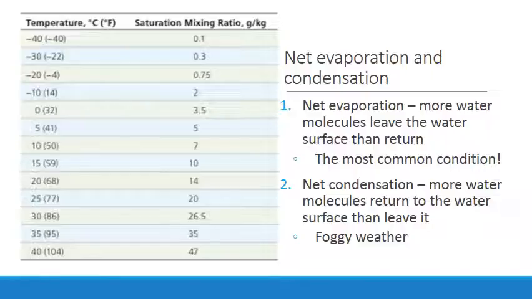So roughly 4 times more water vapor is needed to saturate 30 degrees C air than is needed to saturate 10 degrees C air. So 4 times as much water vapor is required for warm air, 85 degrees Fahrenheit or so, than for air at about 50 degrees Fahrenheit.